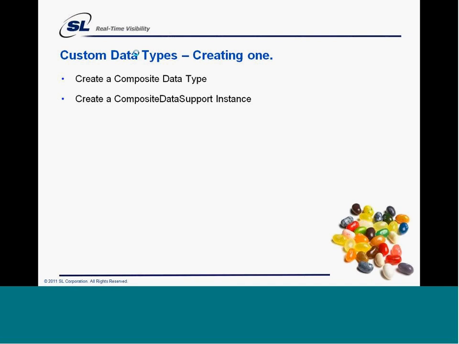So how do you create one? There are really two parts to it. You create a composite data type. It's necessary; it defines what the type is, what the rows and columns are, the names of the columns, and basically defines that. And then you create the composite data support instance, which is effectively the composite data type plus the data that you're actually going through and using. So they're relatively simple, but they're kind of ugly.